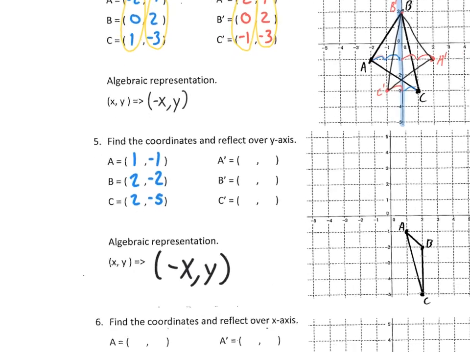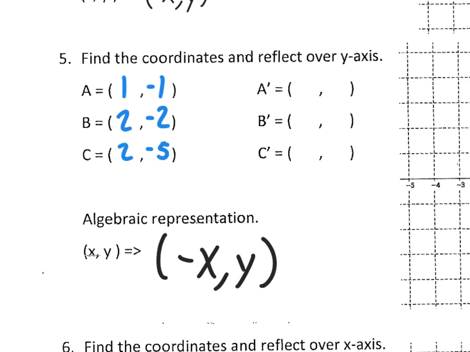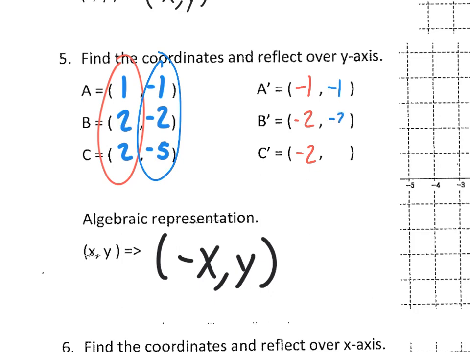Now, according to my algebraic representation, all of my x values, these right here, should change sign. So for my new one, I should have a negative 1, a negative 2, and another negative 2. Now for my old one, for the y side, those should all remain the same. So I should still have negative 1, negative 2, and negative 5 whenever I plot these.